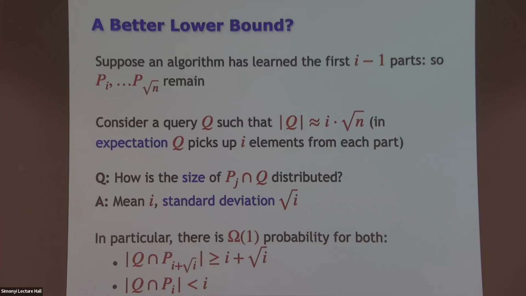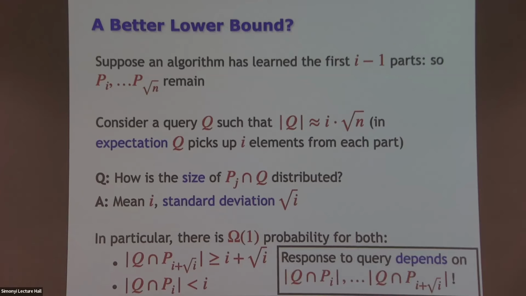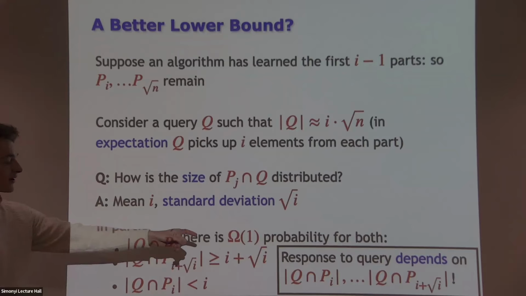And why? Because it means that with probability omega 1, you can have both that you exceed the budget in p_i plus square root i, while you don't meet the budget in p_i. Here you've sampled i plus square root i elements, so you exceed the budget in p_(i+square root i), but here you've sampled less than i elements, so you haven't exceeded the budget. And so the same kind of lower bound argument that we looked at before, I'd want to say, okay, the query only depends on the answer to Q intersect p_i. But that's not true anymore. In fact, you can design queries where the response to the query depends uniquely on any one out of these objects.